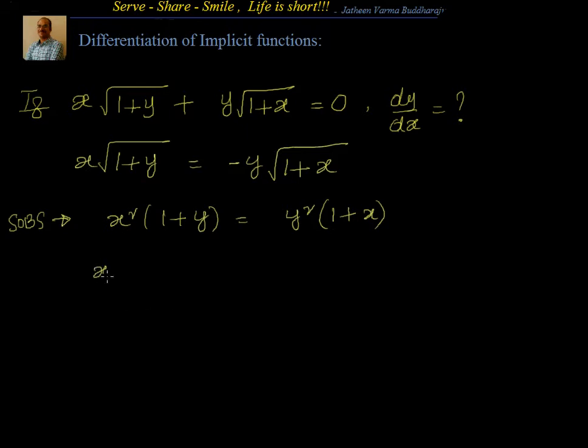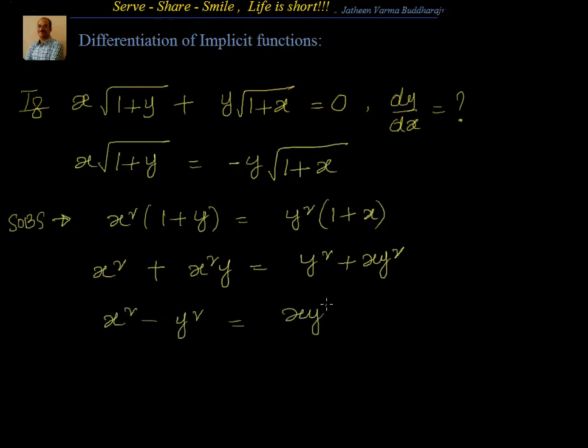Now let me simplify this. X square into 1 is x square plus x square y equal to y square plus xy square. Can I take y square to this side? So I can say x square minus y square equal to xy square minus x square y. If you write down x square minus y square, which is in the form of a square minus b square, that is a minus b into a plus b, that is x minus y into x plus y.